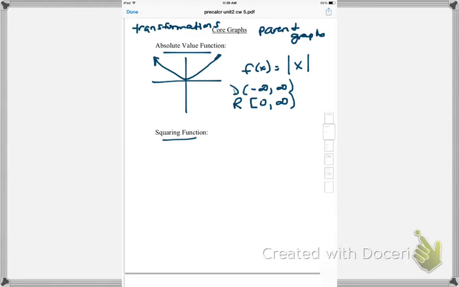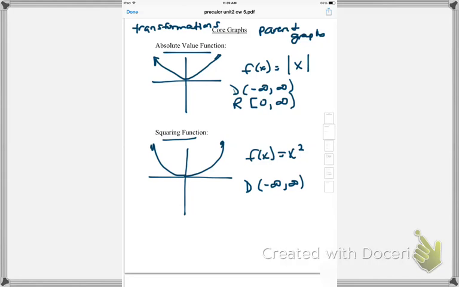Next, we have a squaring function. This is your basic parabola, your quadratic, in which we have your parent squaring function. f of x is equal to x squared. The attributes for this are very similar to the absolute value one. Your domain, again, consists of all real numbers, and your range from 0 to infinity.